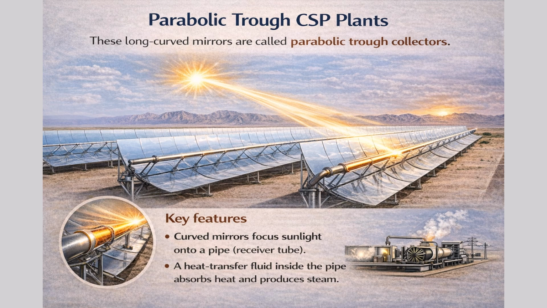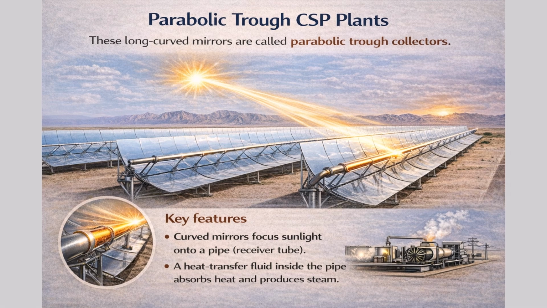trough. Inside that tube is a heat transfer fluid, often a synthetic oil, which is heated to around 400 degrees Celsius. That hot fluid then flows to a central power block where it produces steam to drive a turbine. The key advantage over tower systems is that the technology is more mature and has been operating reliably since the 1980s. What are the main parts of a CSP system and how do they all connect together to generate electricity?